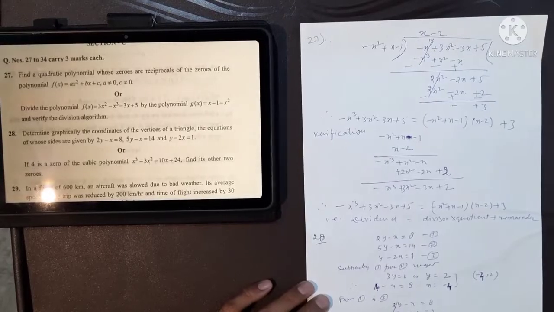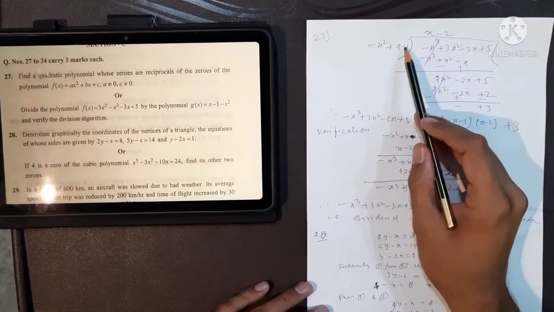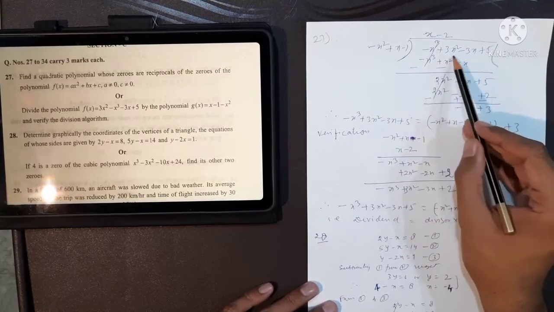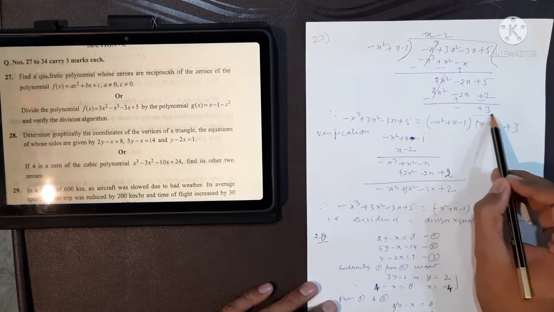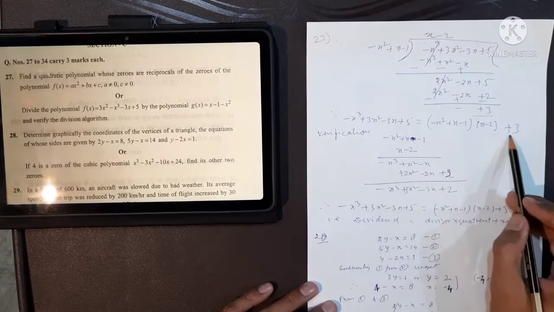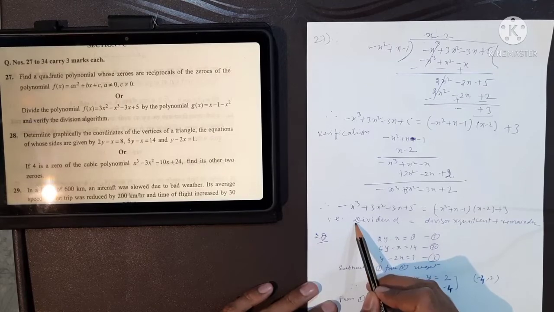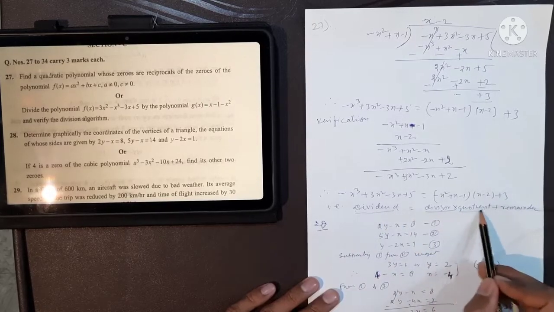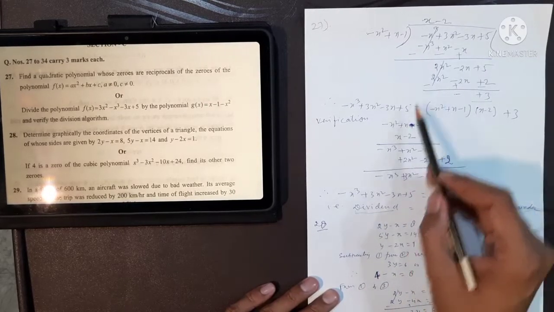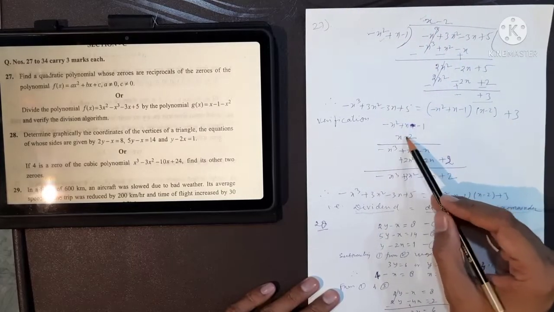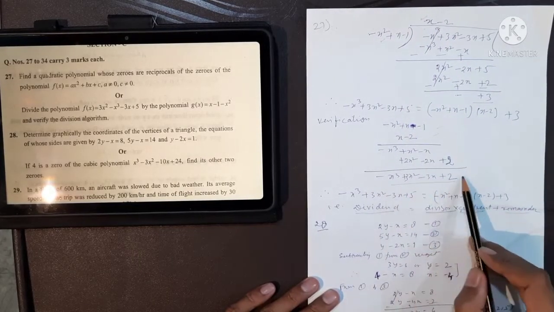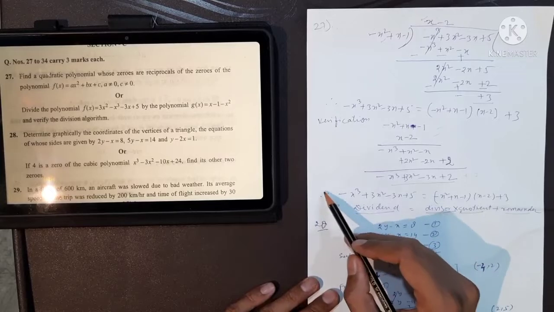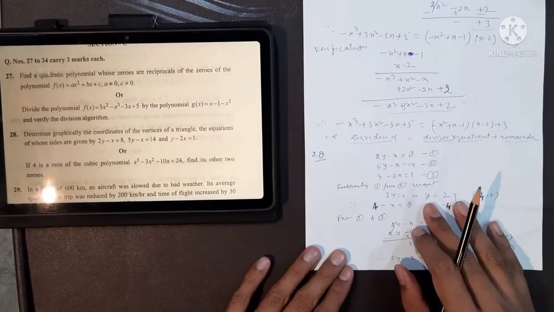For the 27 OR part, we have to divide these two polynomials. We simply divide these two polynomials, and when we divide them we get plus 3 as the remainder. And so we now have to also verify this division algorithm. So we know that dividend is equal to divisor into quotient plus remainder. So we multiply this and this to get this equation, and when we add 3 in this we get the dividend. So it is verified.